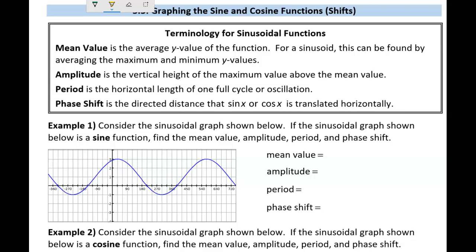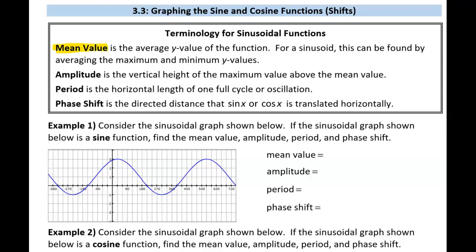Okay, in this lesson we're going to add to our previous transformations that we did the sine and cosine functions. So we're going to add shifts up and down, left and right. Some more terminology that we're going to review and add to. We've talked about this one before.